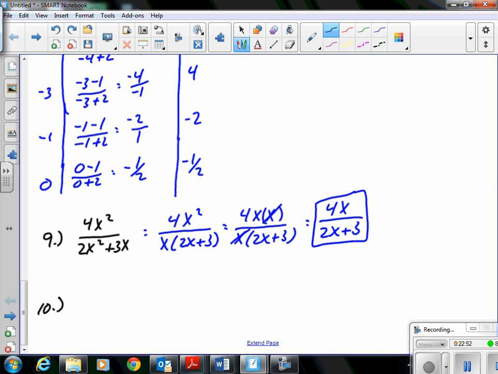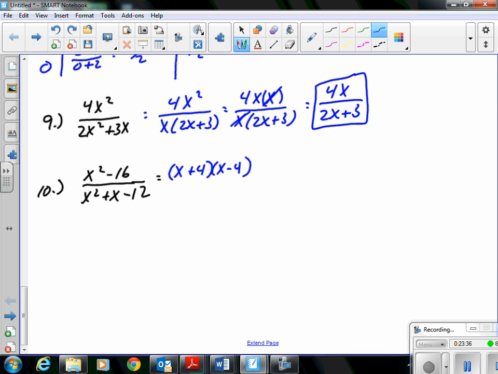Number 10, x squared minus 16 over x squared plus x minus 12. So to simplify those, we need to factor them to see if they have anything in common top and bottom. Okay, so x squared minus 16 is a difference of two squares. So you take the square roots of the two values and add them and subtract them. So the square root of x squared is x. Square root of 16 is 4. So we're going to have x plus 4 times x minus 4.